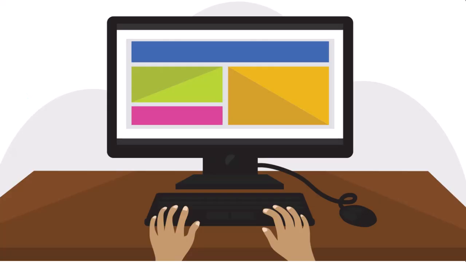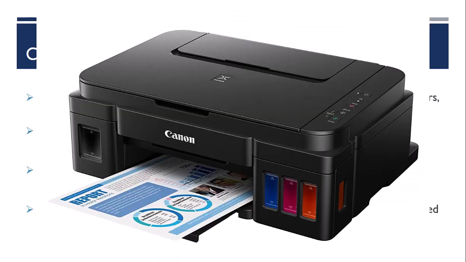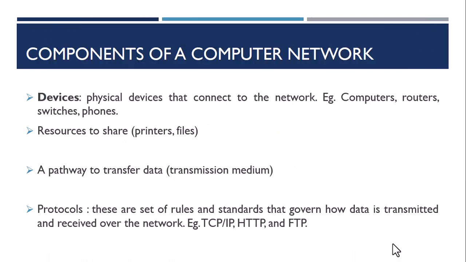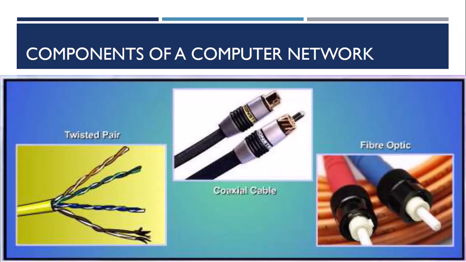When we talk about resources, we are referring to computer resources like printers and files, and how they are being shared in the network. When we talk about pathways, we are talking about the transmission medium, how resources are shared from one network to the other, from one device to the other. The common pathways are Wi-Fi, wireless fidelity, and cable connections.